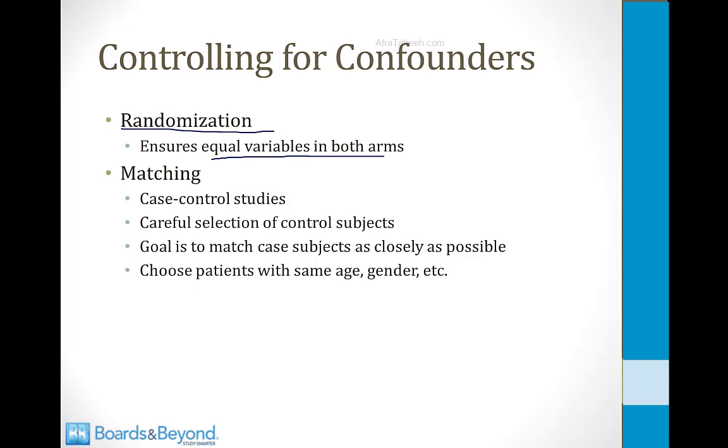The way you control for confounders in studies of things like alcoholism is through matching. So in the study on the last slide, we had alcoholics and non-alcoholics. What you want to do is carefully select the control subjects, the non-alcoholic group, to match as closely as possible the study subjects. So you try to choose people with the same age, gender, and smoking status, and this makes it less likely that confounders will be present.